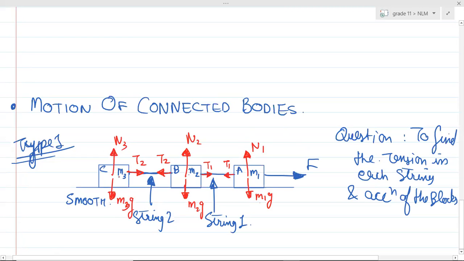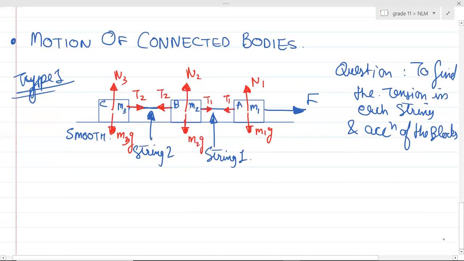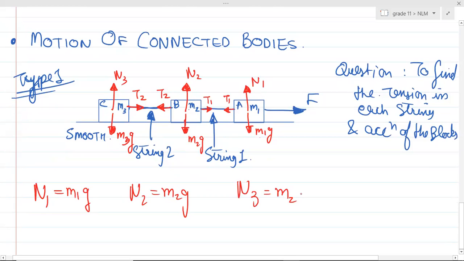No, sir. So we know this particular thing: are the blocks flying up? Are the blocks flying in the air, or are they digging into the ground? No. So hence they are at rest in the vertical direction, right? So N1 will be equal to M1G, N2 will be equal to M2G, and N3 will be equal to M3G. There are these three equations which we don't require as of now, but still I am telling you at least these equations exist.